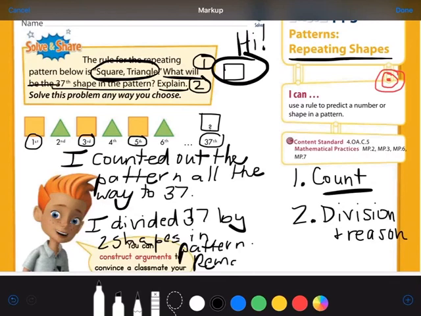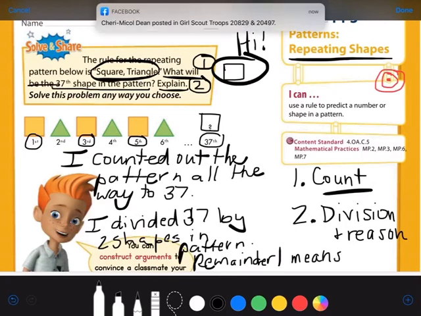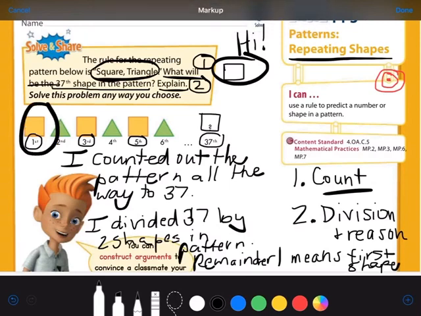Remainder 1 means it's the first shape in the pattern. Remainder 1, I go to the 1, the first shape is a square.